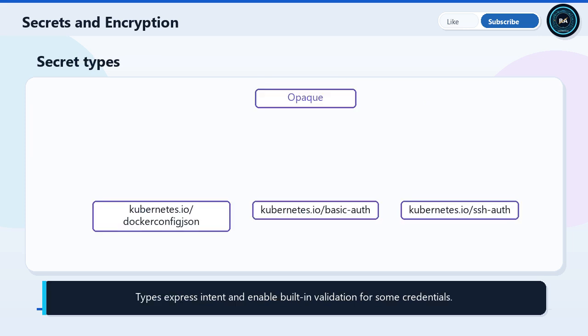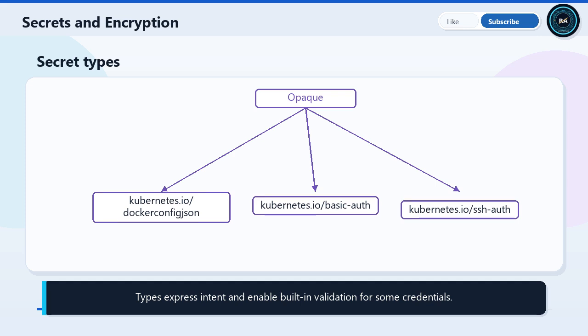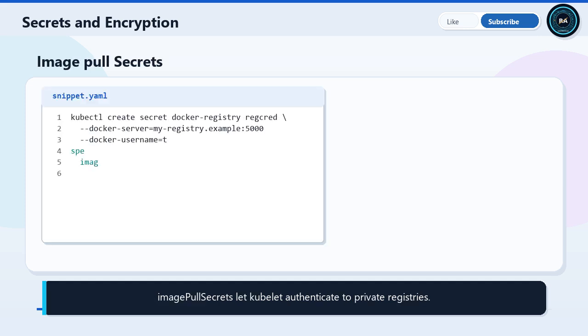Secret type is more than decoration. Opaque is arbitrary data, but built-in types like Docker config JSON, basic auth, SSH auth, and TLS establish expected keys and sometimes validation. A Docker registry secret is used by kubelet to pull private images for a pod. The secret is referenced at the pod level through imagePullSecrets.